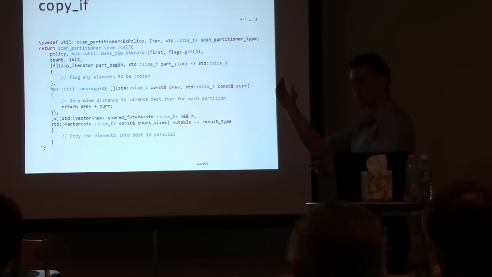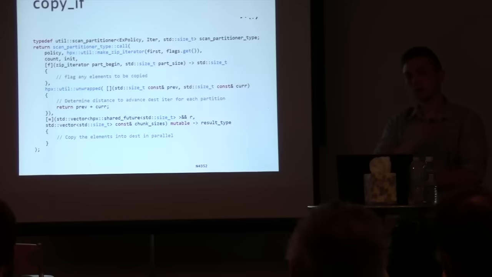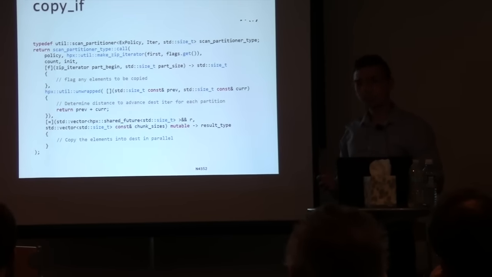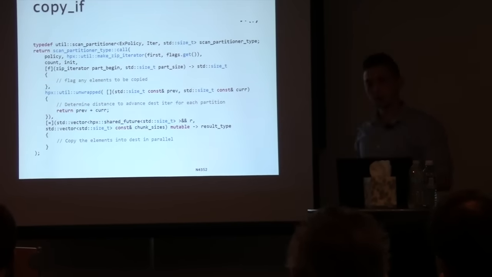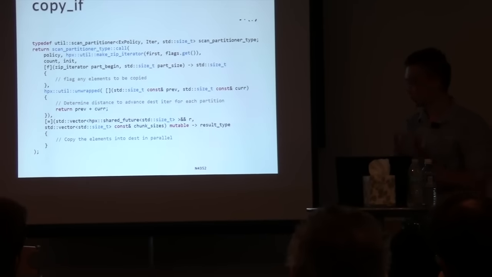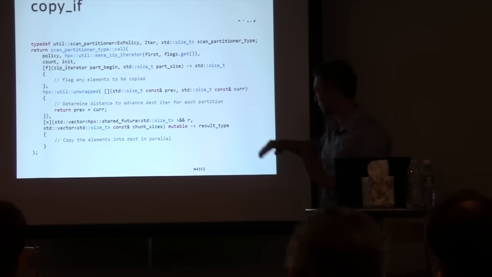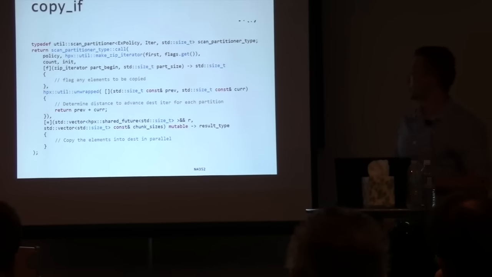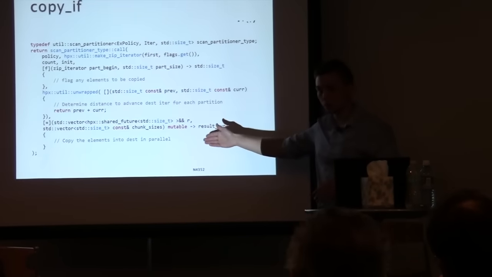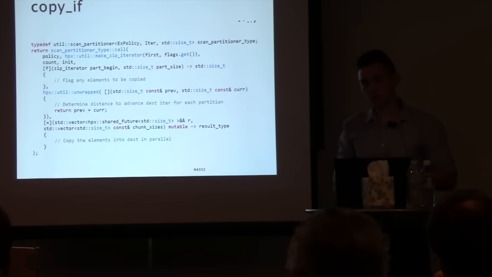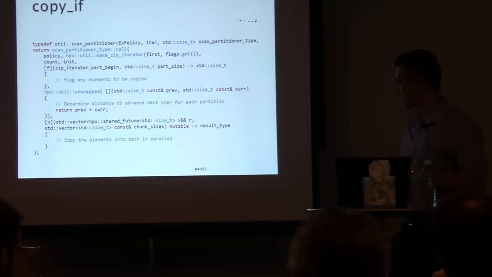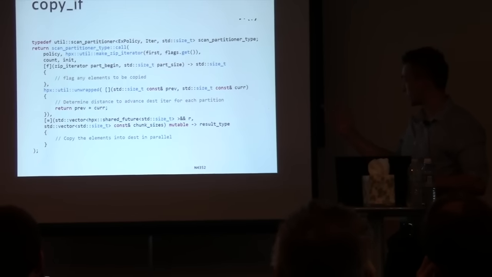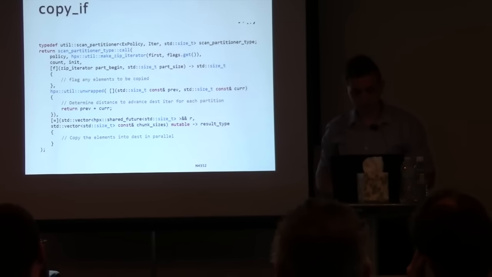In our second step, which will be ready once the current and leftmost are done, it will determine the distance to advance the destination iterator. And on the third step, which is the final step, which will be called on the resultant of all of these, it will copy the elements into destination in parallel. So this one in itself actually invokes the partitioner call. That was our solution to copy_if. This is also a similar solution to scan as well.